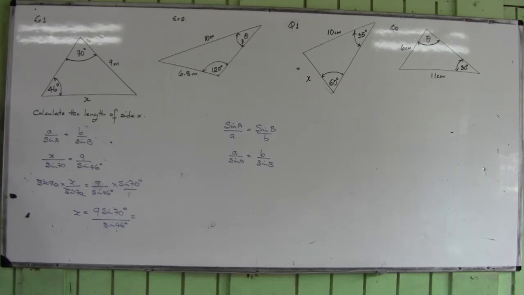What are you asking? Only use the 70, because the 70 is opposite from x. And I needed to get rid of sine 70 over here so that the only thing I have left is x. So I multiply both sides by sine 70. Sine 70 is down here, so that's why I multiply by sine 70, because this cancels this. Put that in the calculator and press equal. Tell me what you got.